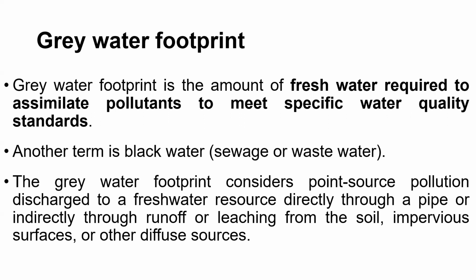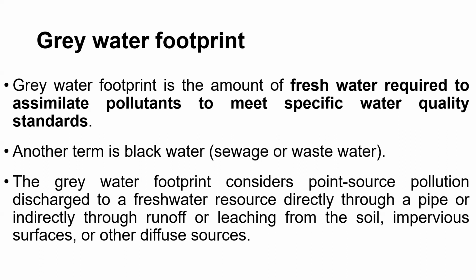And the third one is known as gray water footprint. The gray water footprint basically is the amount of fresh water, and fresh water is surface and subsurface water, meaning blue water. Or simply we can say the amount of blue water needed to assimilate pollutants to meet specific water quality, or assimilate the pollutant to meet the quality standard so that it can be reused or recycled.